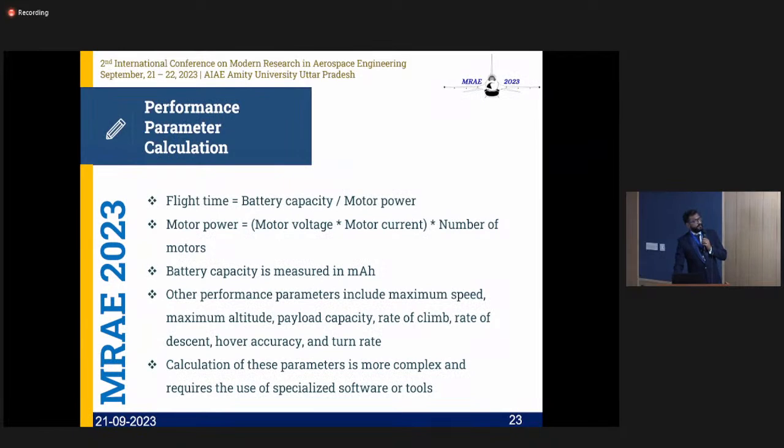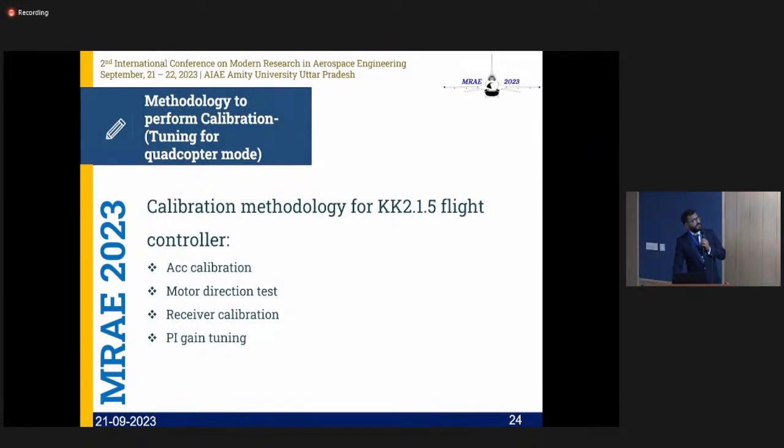Yes, thank you. I will finish very fast. So these are the performance calculations, and yeah.